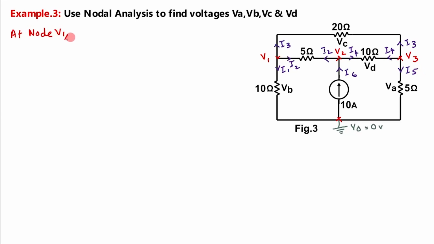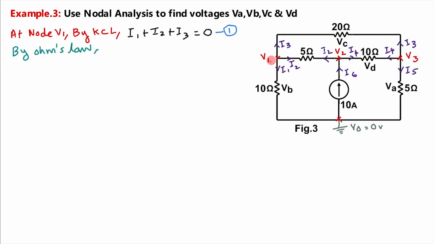Now applying Kirchhoff's current law at node V1. At node V1, by Kirchhoff's current law, the 3 currents are going away from this node. So I1 plus I2 plus I3 is equal to 0, as no currents are coming towards the node. Let this be equation number 1. By Ohm's law, I1 is equal to V1 minus V0 divided by 10. I1 is equal to V1 minus V0, which is 0, divided by resistance 10, which is equal to V1 by 10.